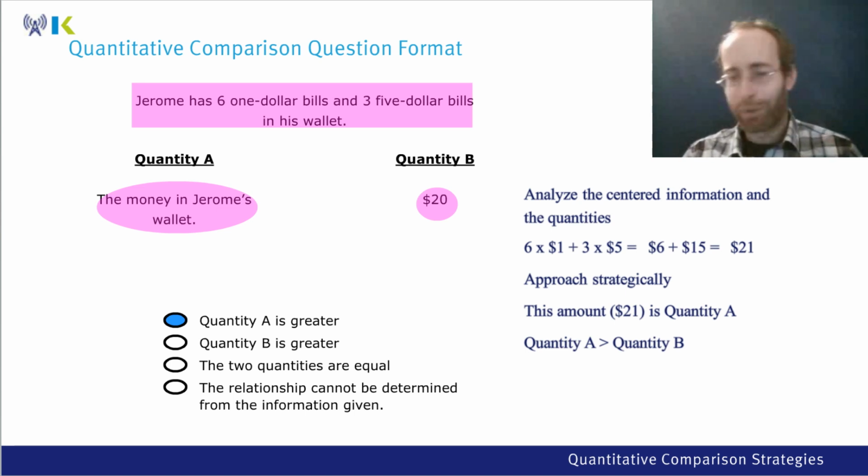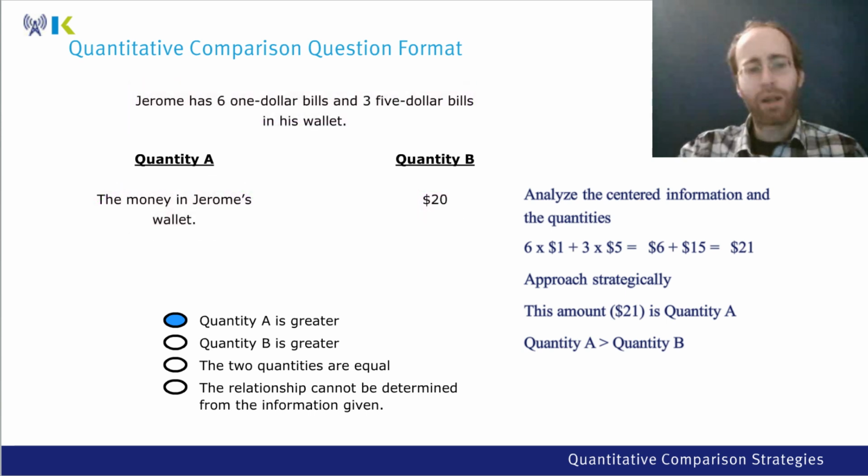Now, I got a little bit of a plot twist here. You would probably never see a question like this on test day, because pretty much all you have to do here is calculate how much money Jerome has in his wallet. If the GRE wants to ask a question like this, chances are they'll just ask it as a problem-solving question and ask you to calculate how much money Jerome has. When the test makers write quantitative comparisons, it is usually because they want you to think about the problem cleverly and strategically. And so that's why knowing the strategies is so important.